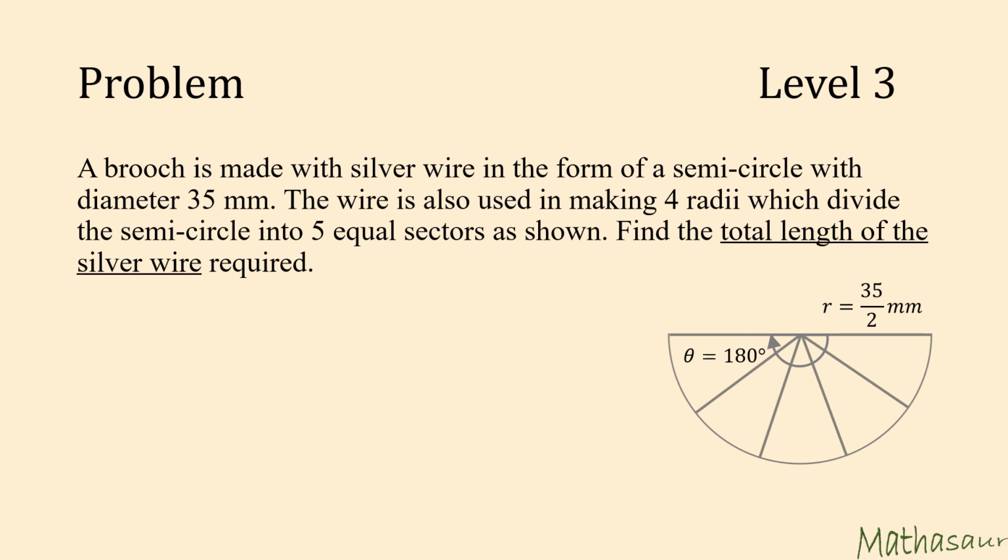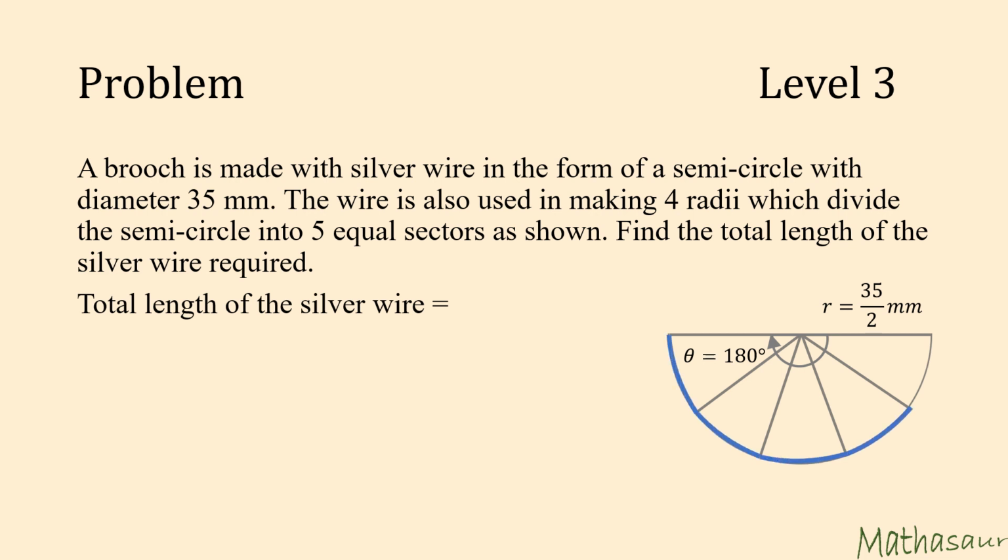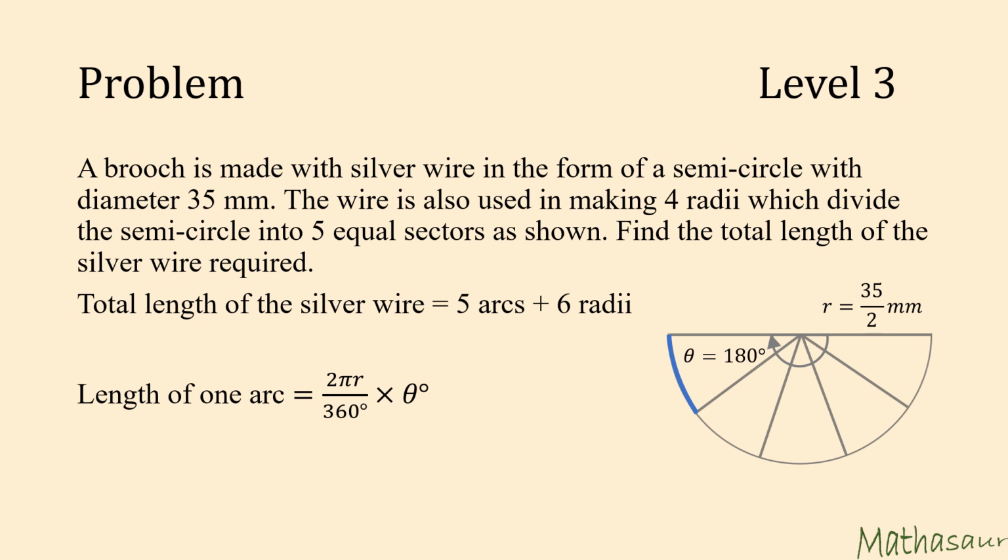And we have to find the total length of silver wire. So we are looking at this arc which is appearing 5 times. So we are looking at 5 arcs. Since the sectors are equal, these arcs would be equal in length. And we also have 6 radii here. So we shall add the length of 6 radii. So here we know radii, but we need to find out the length of one arc. So let us apply the formula 2 pi r by 360 times theta.